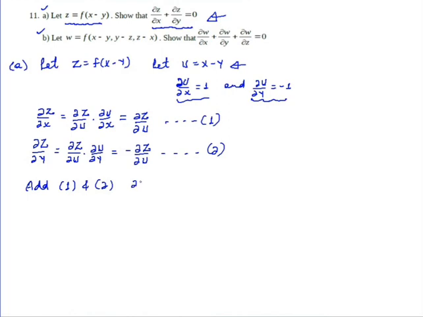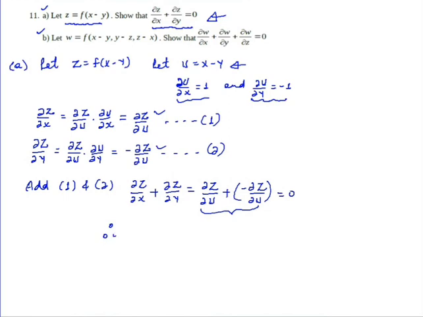So adding equation 1 and 2 will give us the partial derivative of z with respect to x plus the partial derivative of z with respect to y. This is the same as the sum of these two: the partial derivative of z with respect to u plus the negative of the partial derivative of z with respect to u. So this result is 0. Therefore, for the given function of two variables, the partial derivative of z with respect to x plus the partial derivative of z with respect to y is 0.